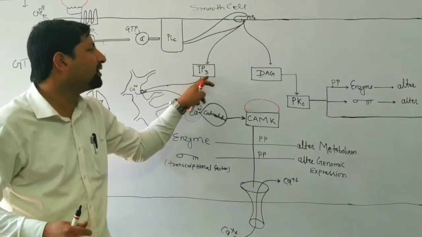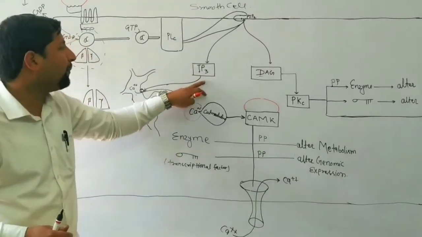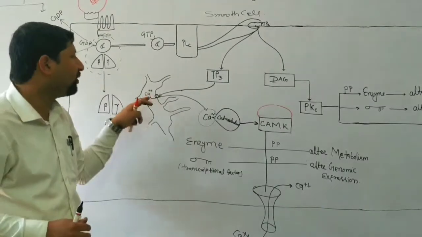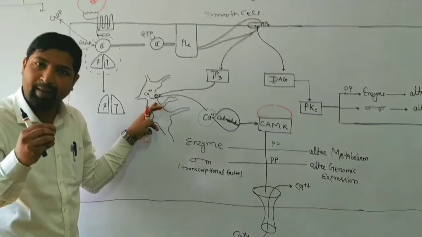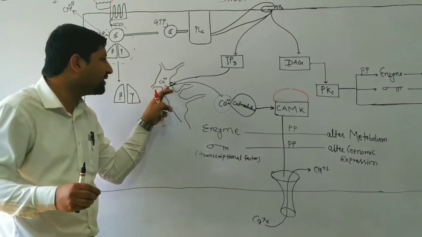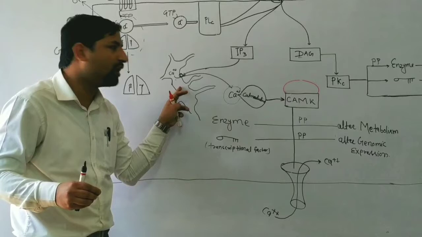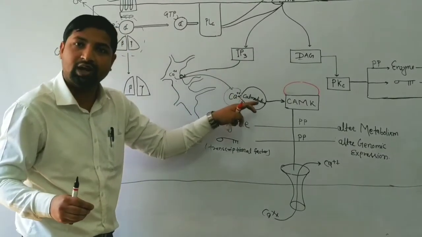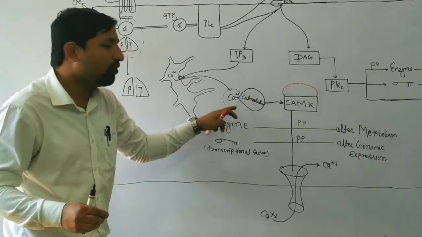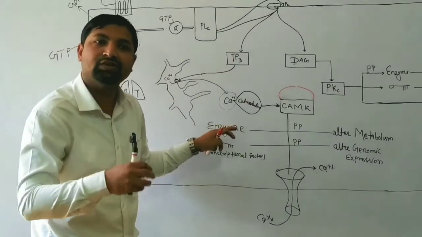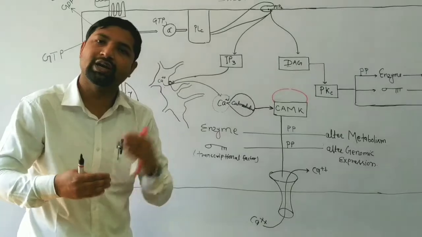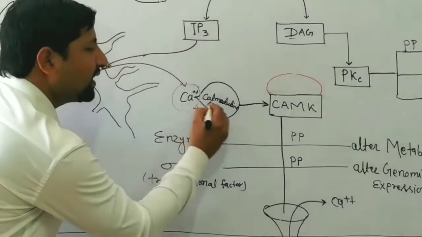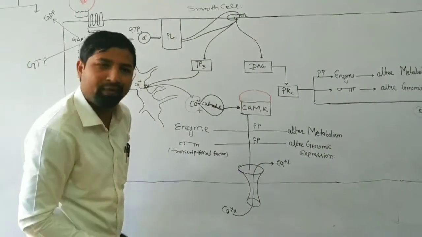So what will IP3 and DAG do? IP3 will go to the sarcoplasmic reticulum and activate the calcium release. All of the calcium will move from the sarcoplasmic reticulum to the cytoplasm, and this calcium will bind to the calmodulin protein and make a complex known as the calcium calmodulin complex.